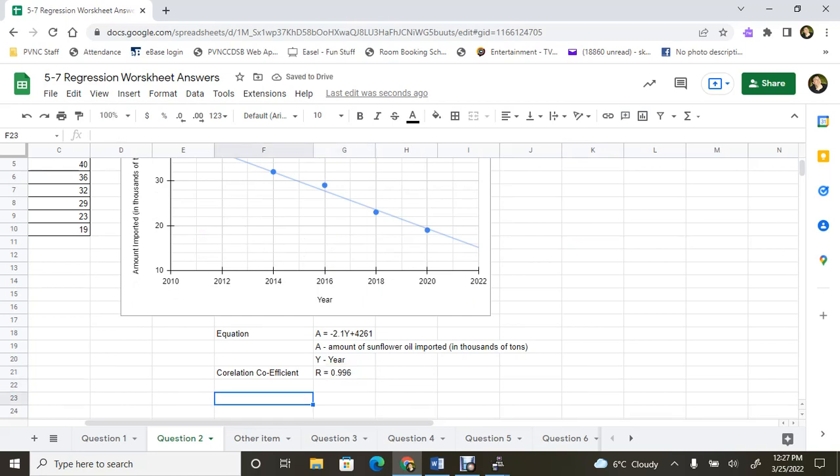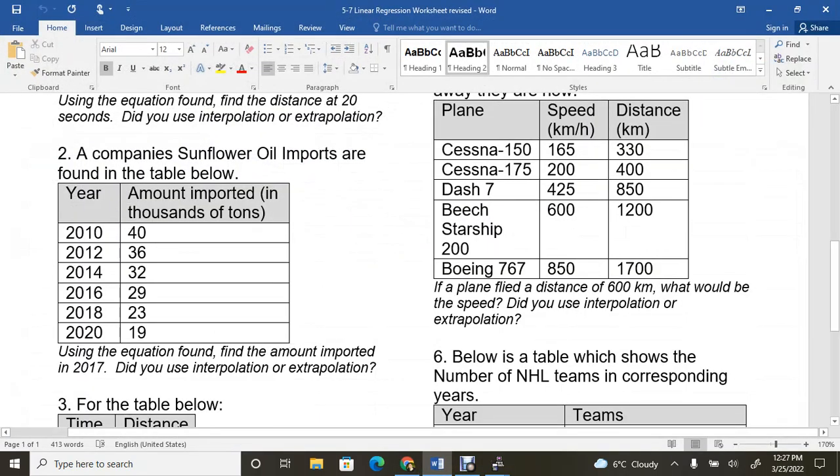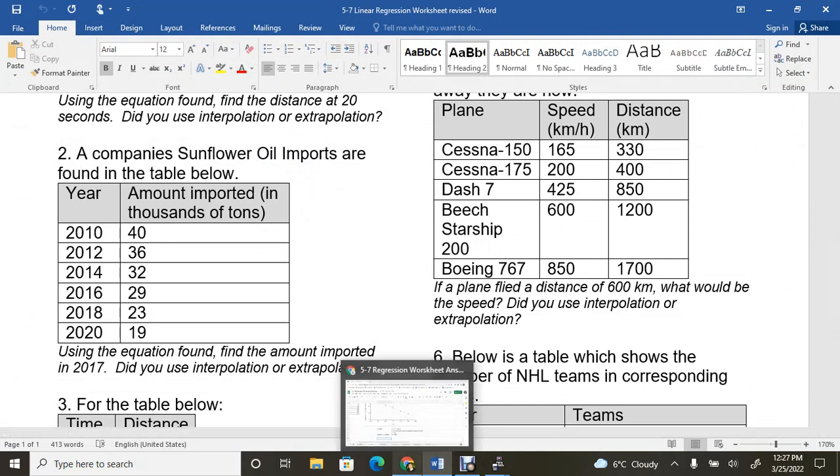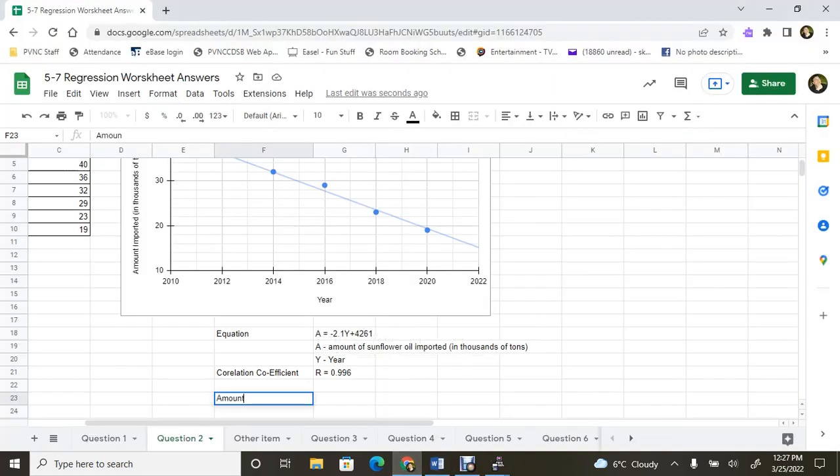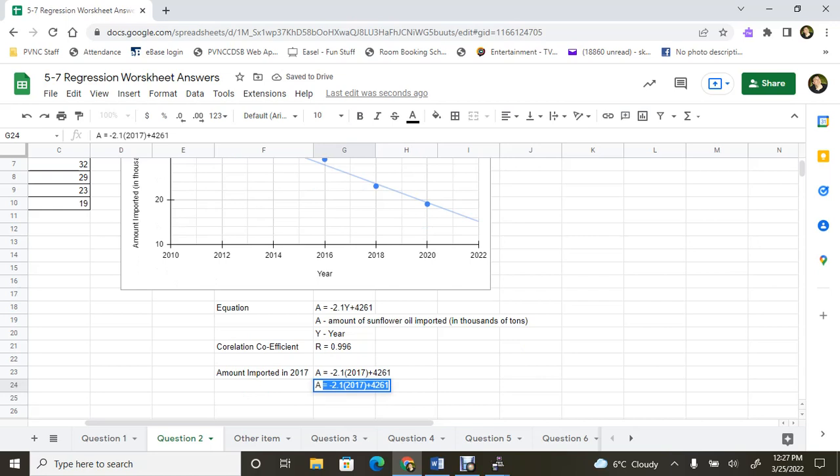Now we're going to have to answer the question on the bottom of the sheet. So on the bottom it says, using the equation found, find the amount imported in 2017. So let's go amount imported in 2017. Let's go over here. Let's use our equation. So A equals negative 2.1 times our year 2017 plus 4261. Let's figure out what A is. So A equals, let's use our calculator over here.